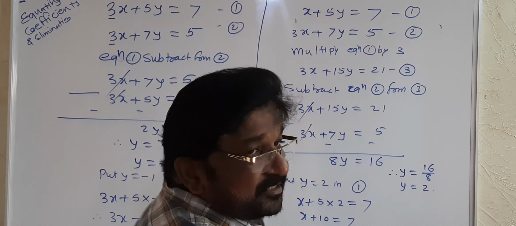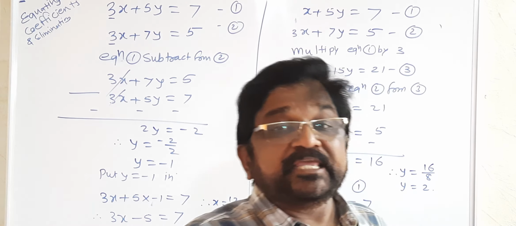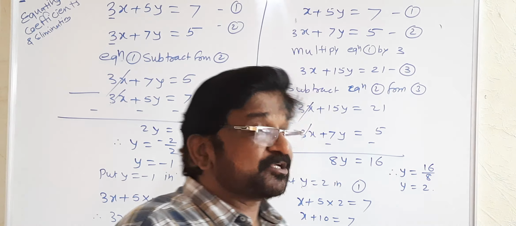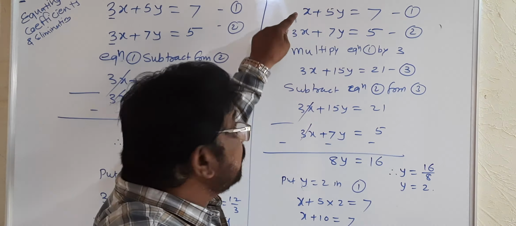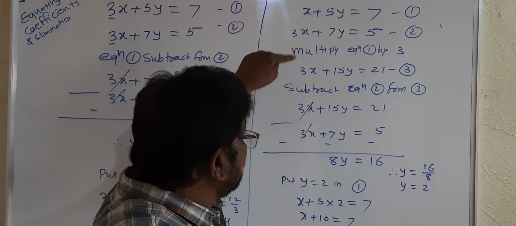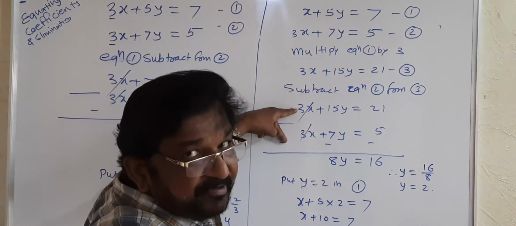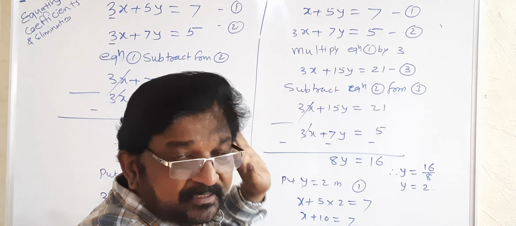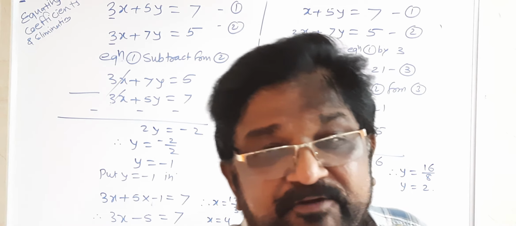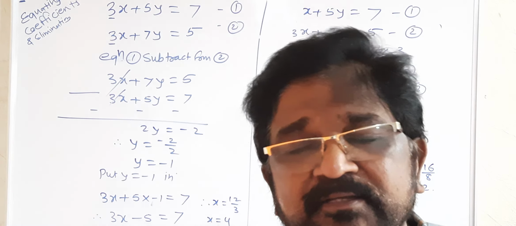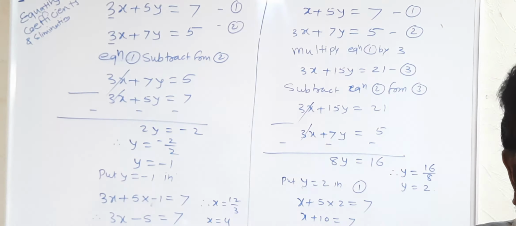This is the method which is called equating the coefficients. We equated the coefficients here. It was only 1. We brought 3. And then we used the previous method. Correct? So this is called equating the coefficients and eliminating them.